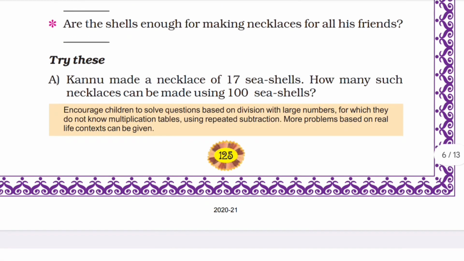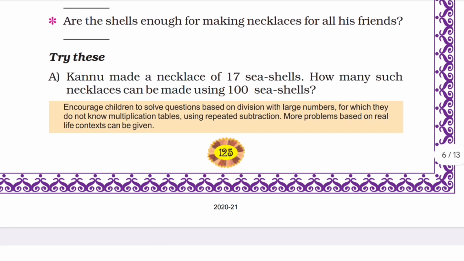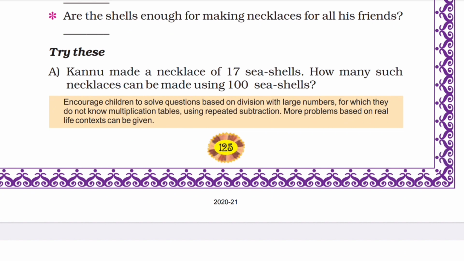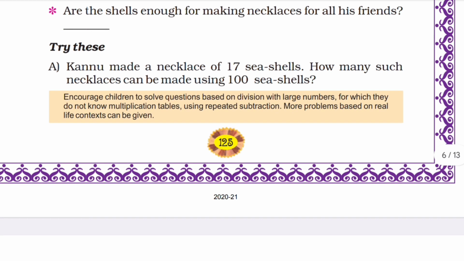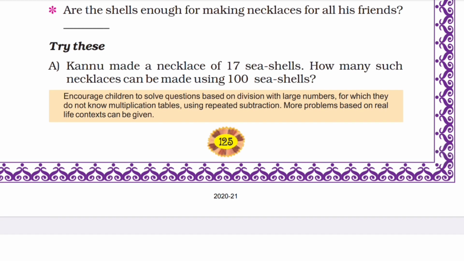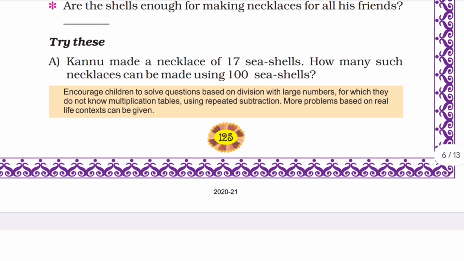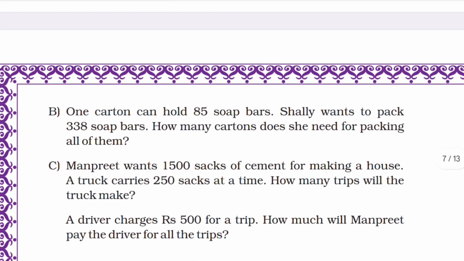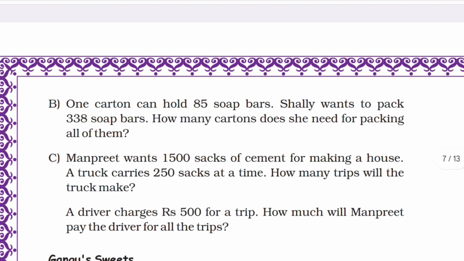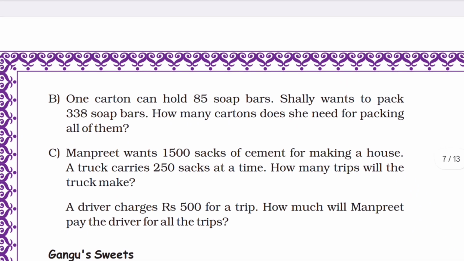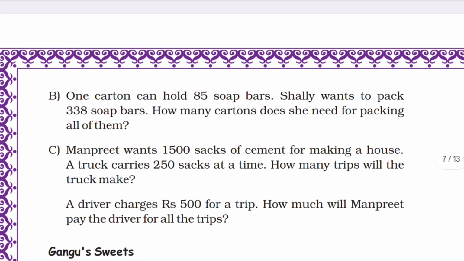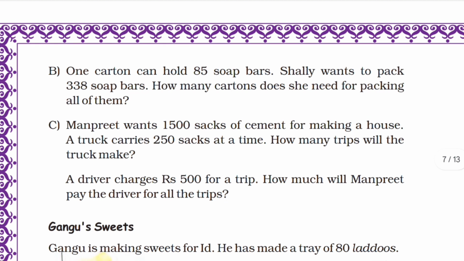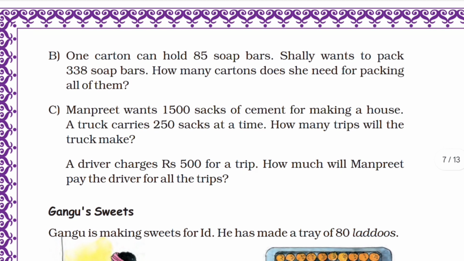Try this. Kannu made a necklace of 17 shells. How many such necklaces can be made using 100 shells? One carton can hold 85 soap bars. Sally wants to pack 338 soap bars. How many cartons does she need for packing all of them?